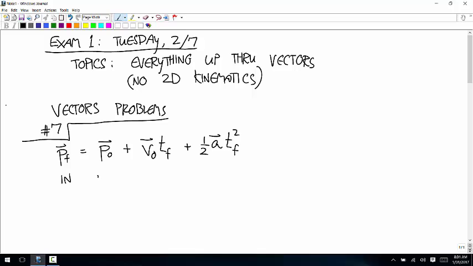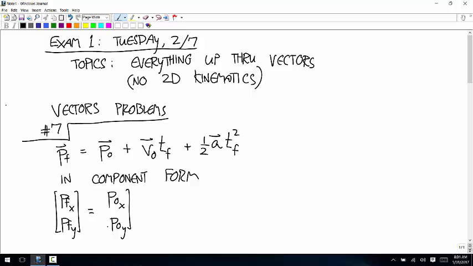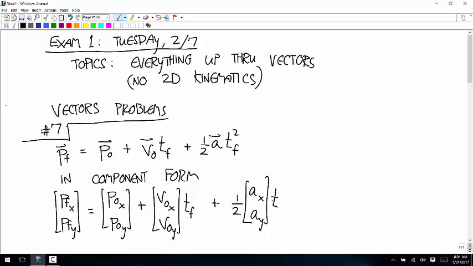So in component form, this says the vector PFX, PFY is equal to P0X, P0Y plus V0X, V0Y times TF, and TF isn't a vector, plus 1/2 times the vector AX, AY times TF squared.